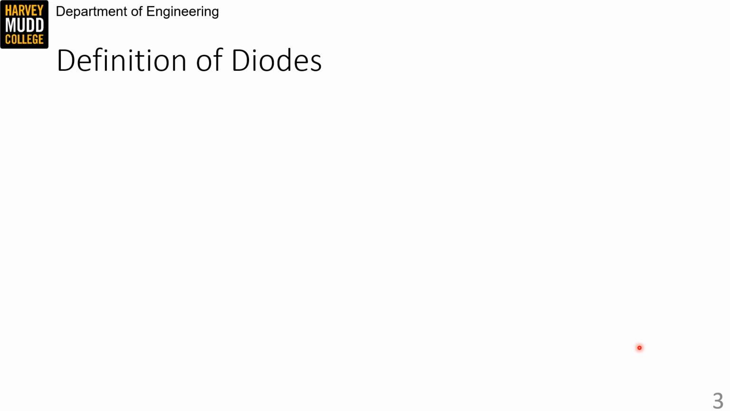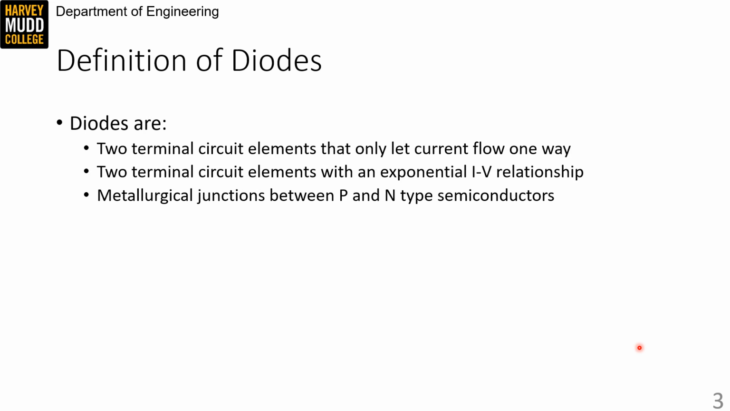The 3 definitions I came up with are: 1. That diodes are two-terminal circuit elements that let current flow one way. 2. That diodes are two-terminal circuit elements with an exponential IV relationship. And 3. That diodes are metallurgical junctions between P and N-type semiconductors.